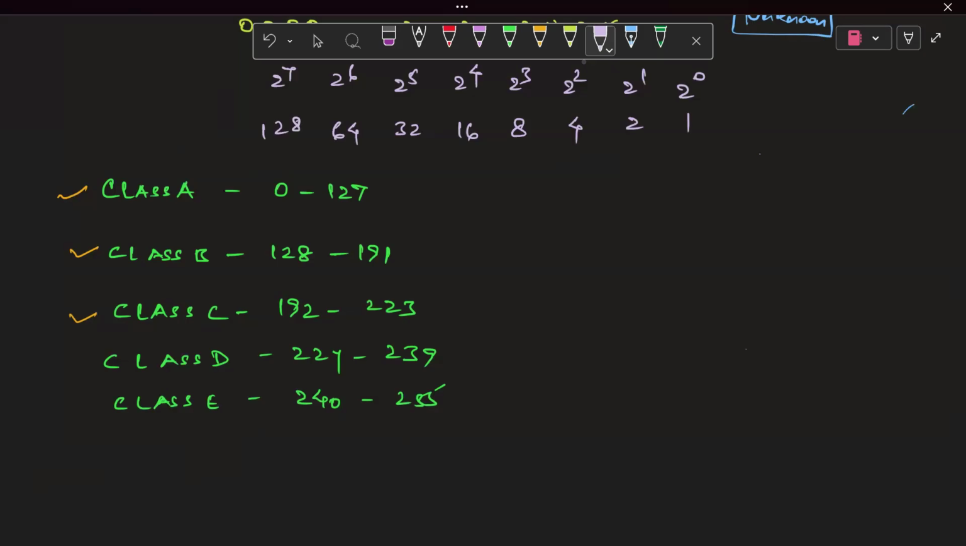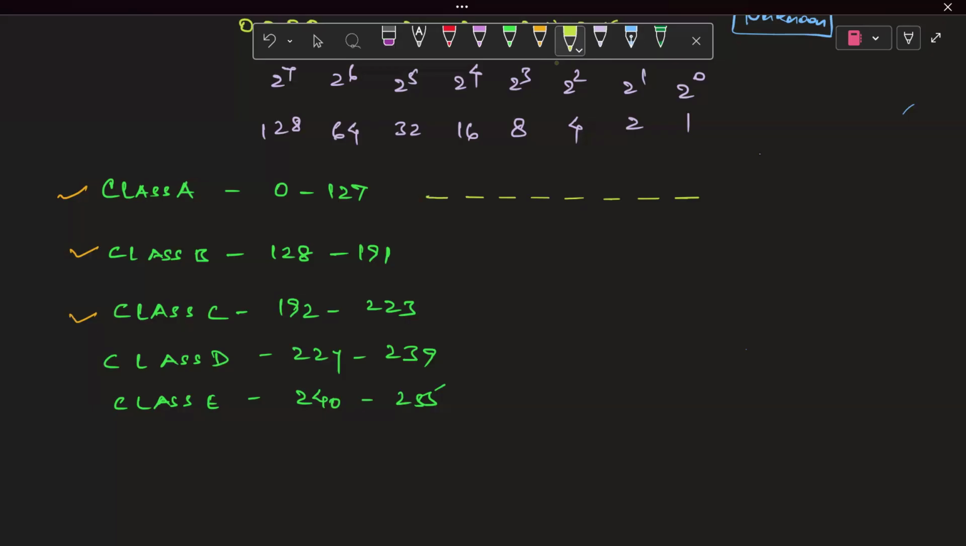Now you see and tell me what will happen in class A. We are talking about which octet? The first octet. So class A is starting from where? 0. Ending at where? 127. If the first octet is going to have 8 bits, we will write 8 bits: 1, 2, 3, 4, 5, 6, 7, and 8. This is my first octet, and when you write the first octet into bits, that is 8 bits.